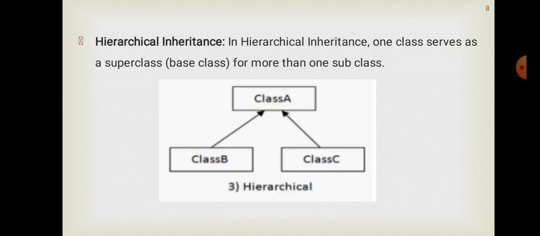Next we are going to see hierarchical inheritance. In hierarchical inheritance, one class serves as a superclass for more than one subclass. Consider this example: we have a class A which acts as a superclass to both class B and class C. Both class B and class C inherit the properties of class A and can share them. That is called hierarchical inheritance. Here, we write class B extends A, and similarly class C extends A.